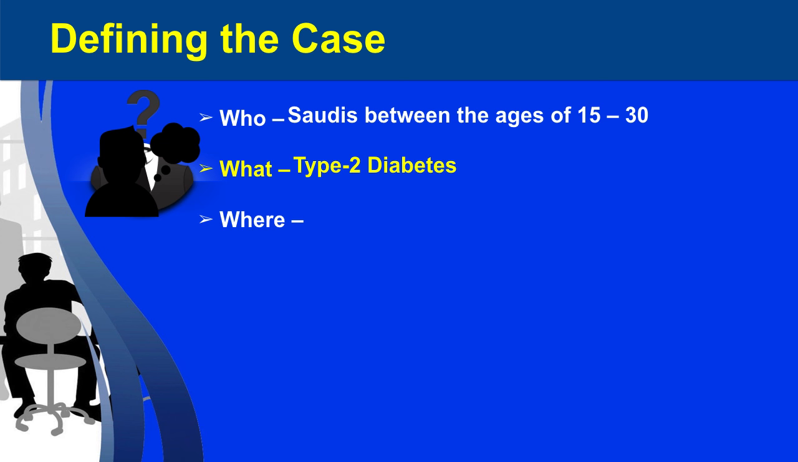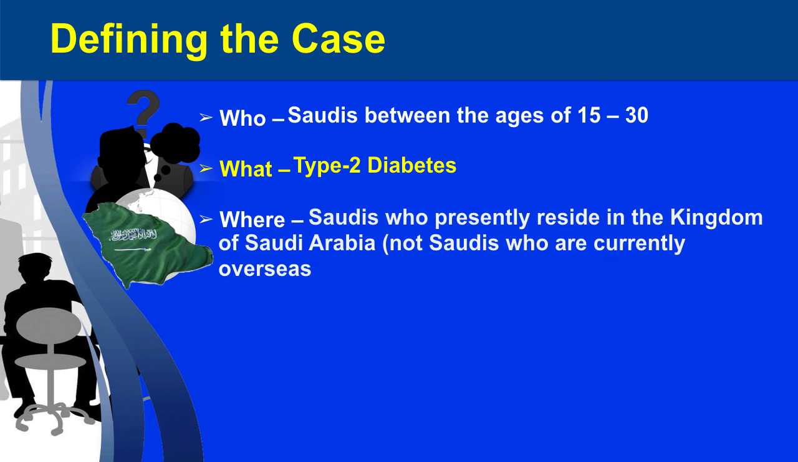The next thing is to define the where. The where is Saudis who presently reside in the Kingdom of Saudi Arabia. So anybody inside the kingdom between 15 to 30 with type 2 diabetes, they are part of the case. If they're Saudis who are outside of the country, they don't count.